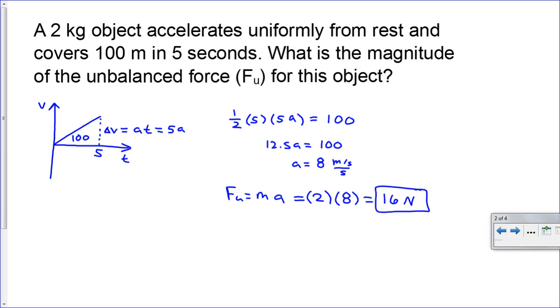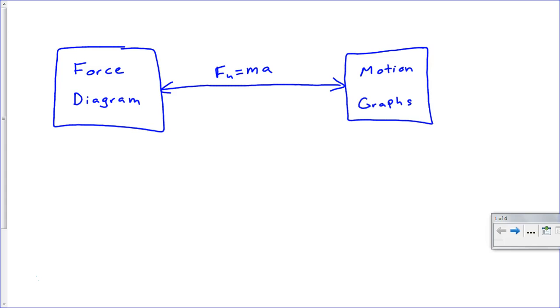So this one is just asking us to figure out what the unbalanced force is, and we'll leave it at that. This is a pretty short, direct problem. It actually doesn't use both sides of this entire process here. Really, we just did the motion graph, and it gave us Fu. In the other problems that we'll do, we'll be going all the way across this entire thing.